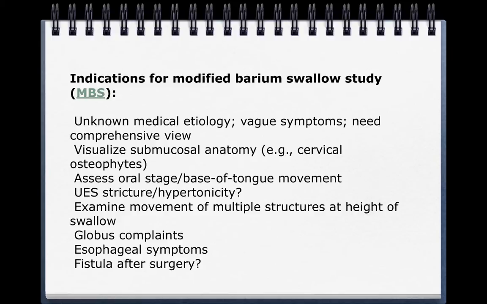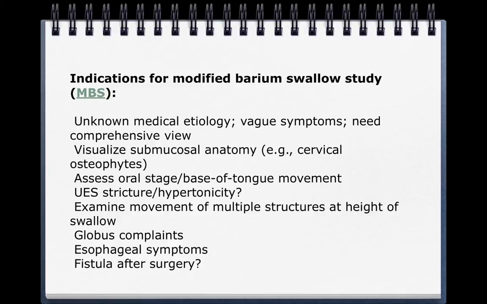First of all, modified barium swallow. For me, it's the default study. It's especially useful when I have no idea what's going on. Someone who has very little history that's available to me, that has vague symptoms, and I suspect aspiration, but I need an overall picture of what's going on. And for that, I want an MBS.